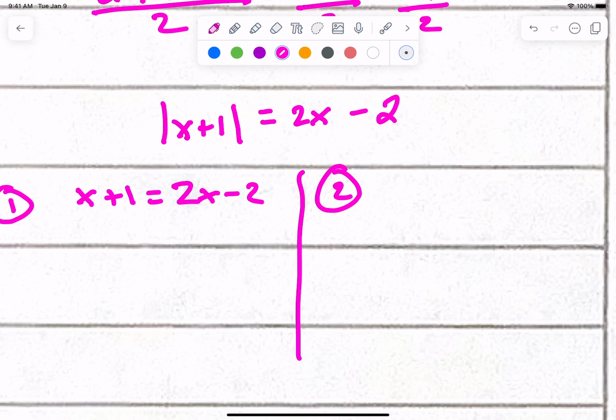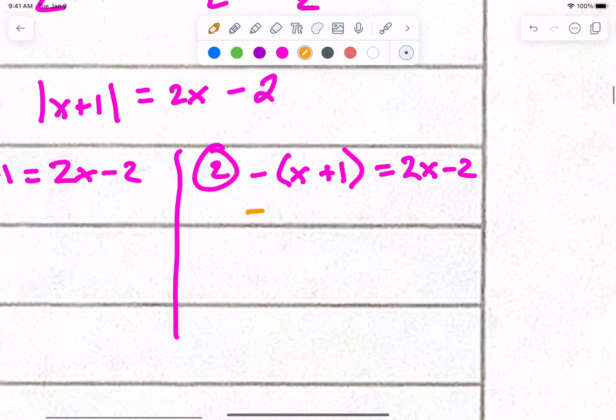All right. The second case. What's my second case look like? Negative, parentheses, x plus 1 equals 2x minus 2. Now, if you want to, you can distribute the negative through the whole thing rather than writing that down. You can skip straight to this step: negative x minus 1 equals 2x minus 2. That is totally fine. Just don't speed and do it wrong.